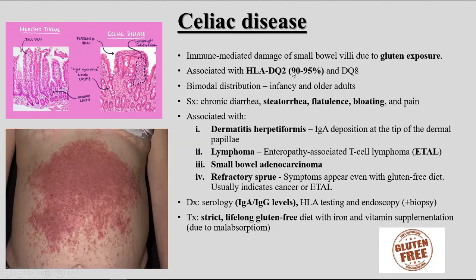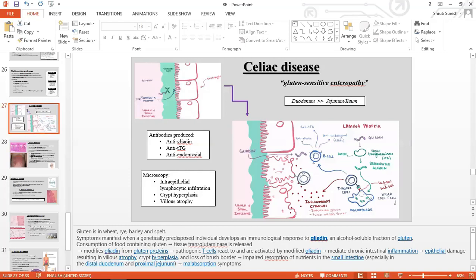This is important to know because that's what differentiates it from tropical sprue. It's highly associated with these haplotypes: HLA-DQ2 is present in about 90 to 95% of patients, and DQ8 is present in about 5 to 10% of patients. The typical patients with celiac disease are either in infancy or older adults, so either they're born with it or they acquire it over time. Symptoms are the typical malabsorption symptoms: chronic diarrhea, steatorrhea, flatulence, bloating, and pain, which are common manifestations of malabsorption anyway.